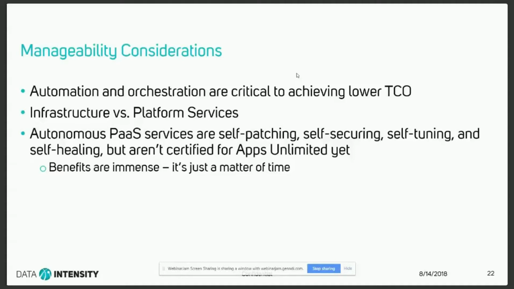It allows them to manage a lot more systems than they used to be able to manage, and it allows them to provide a much more high quality level of service. And it allows them to really focus at the application layer. However, most of those solutions are not available for Applications Unlimited yet.